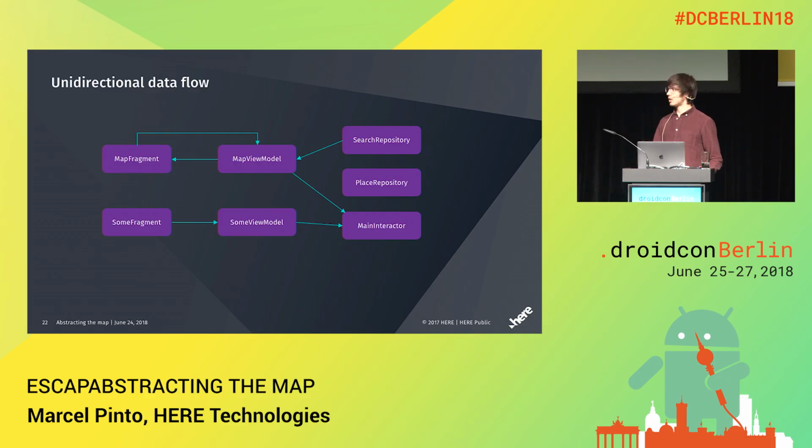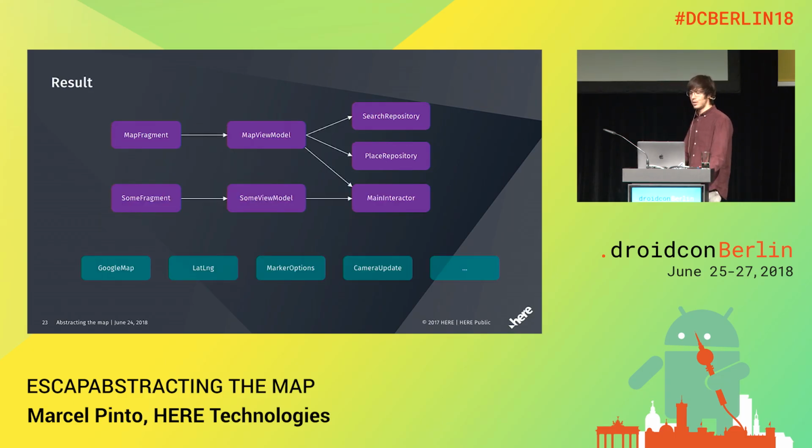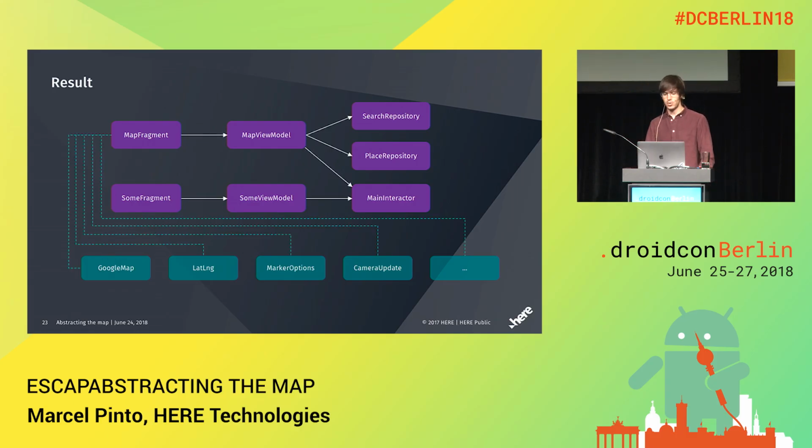So let's look at the result of all this. You remember at the beginning, we had all the map classes going everywhere. Right now, after applying these concepts, we see that all the classes are consolidated into the map fragment. So the rest of our application is map agnostic. They don't know if we are using Google Maps or Here Maps or whatever. It's only the map fragment that knows how to represent it, and then we could just swap this implementation.